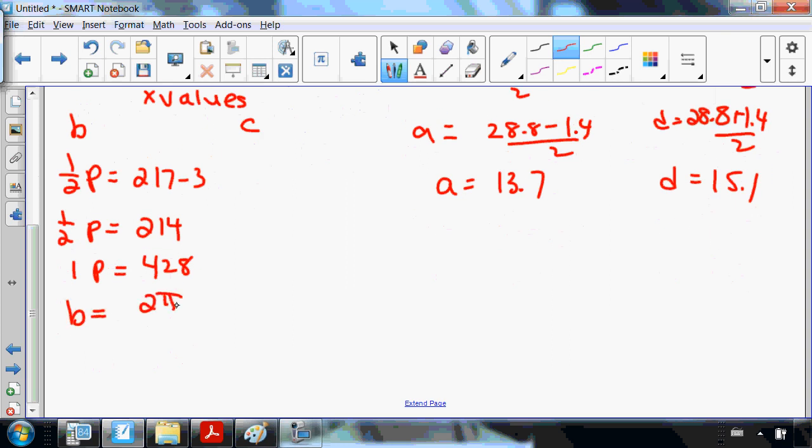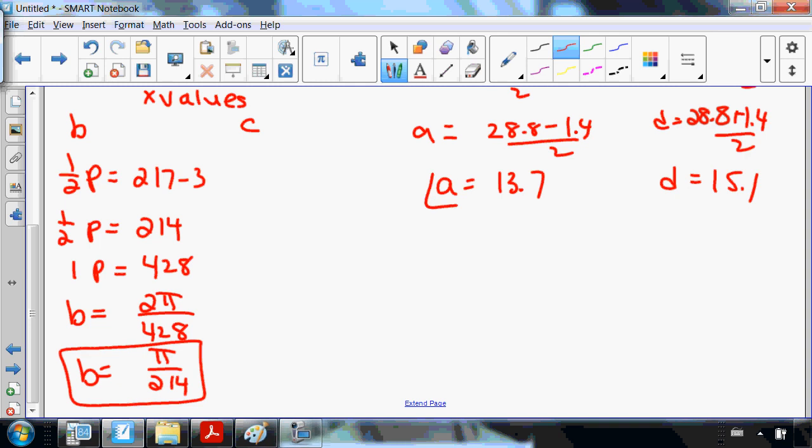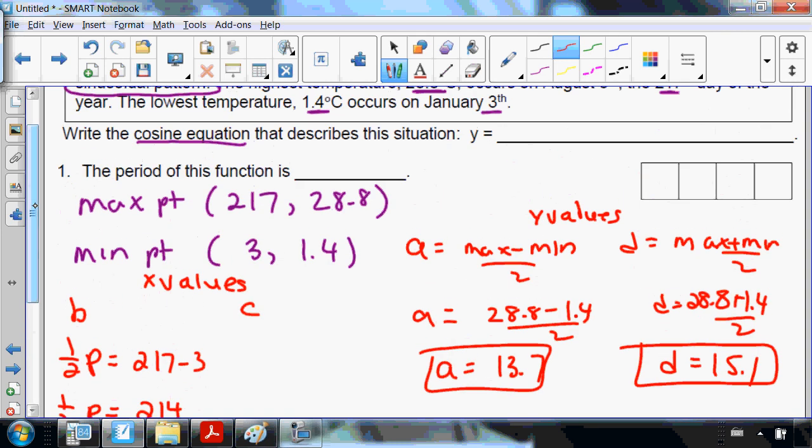So the B value, word problems, I always use radian. 2 pi divided by my period. Take pi out, 2 over 428 in lowest terms is going to be pi, put pi back, over 214. So I've got my B value, my A, my D. Now I just want to figure out my C value.